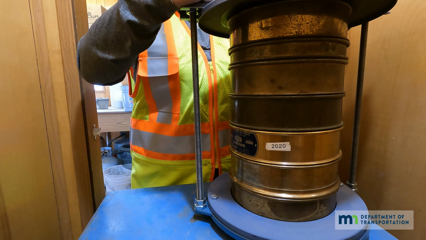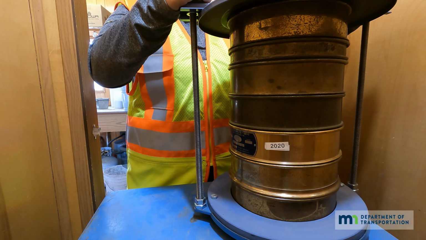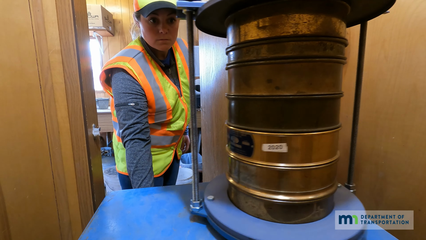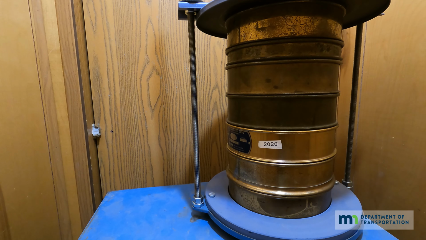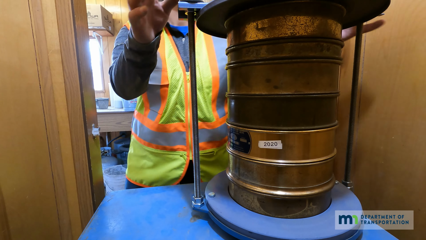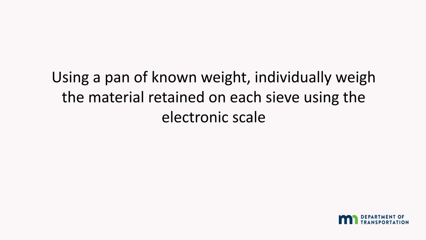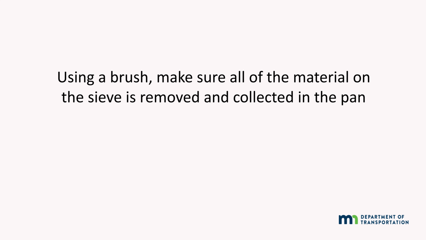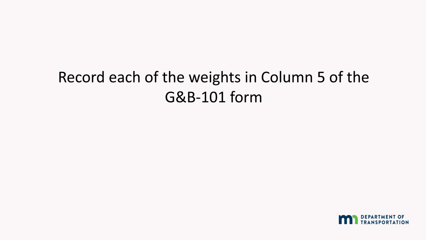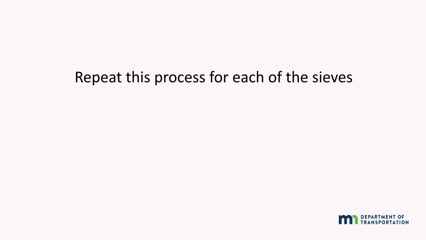While the material is being shaken, fill out the gradation requirements on the GNB-101 form for the sampled material. Once the material has been sufficiently shaken, remove the sieves from the mechanical shaker. Using a pan of known weight, individually weigh the material retained on each sieve using the electronic scale. Using a brush, make sure all of the material on the sieve is removed and collected in the pan. Record the weights in column 5 of the G&B-101 form. Repeat this process for each of the sieves.